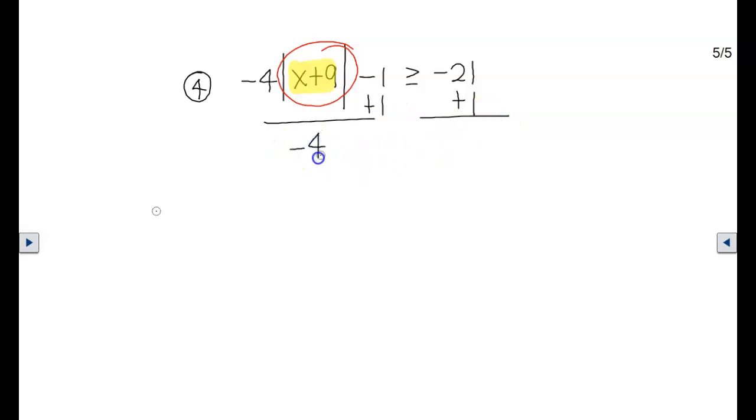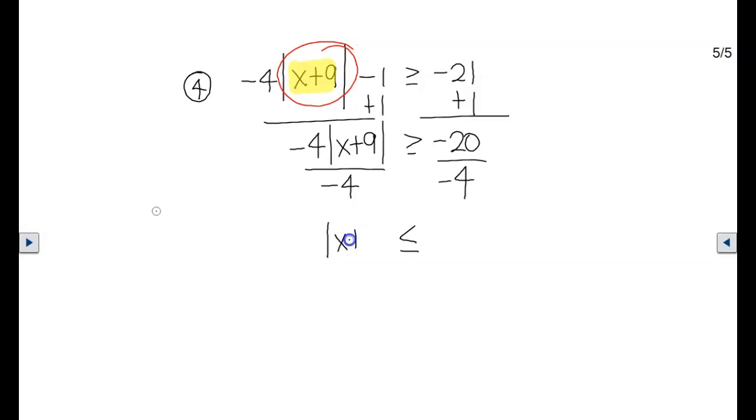That gives you a negative 4 times the absolute value of x plus 9 is greater than or equal to a negative 20. And then we are going to divide each side by a negative 4. Now I want you to notice I'm dividing both sides by a negative. So even in this situation, that makes this inequality sign flip. So this is going to switch from greater than or equal to less than or equal to because of dividing by negative 4. So I'm going to have now the absolute value of x plus 9 is less than or equal to 5. Now that my absolute value is isolated, now I go to my two cases.